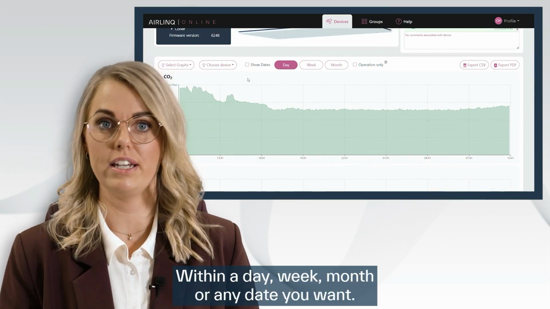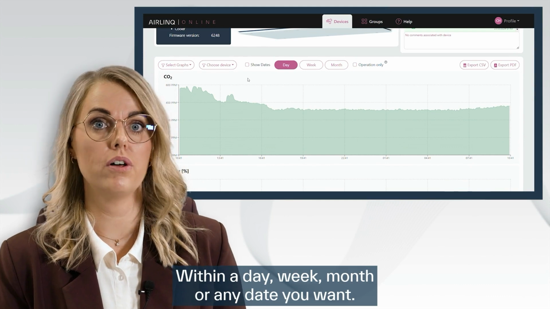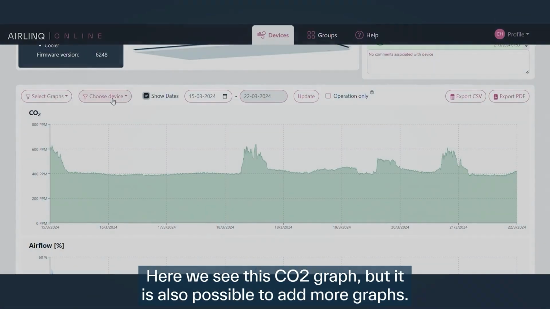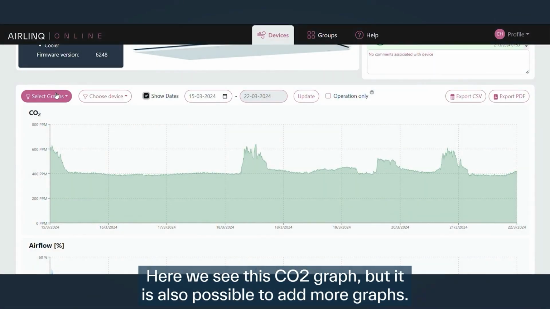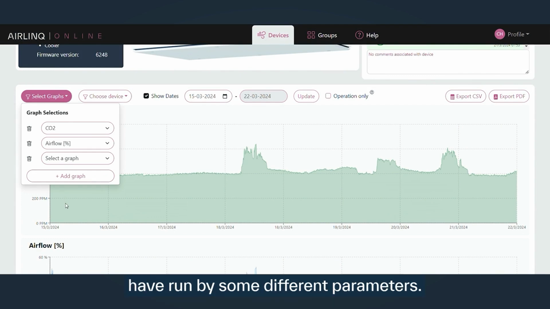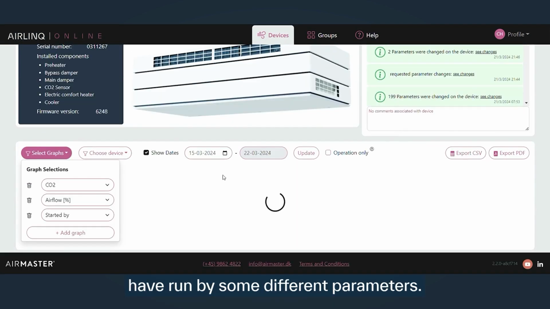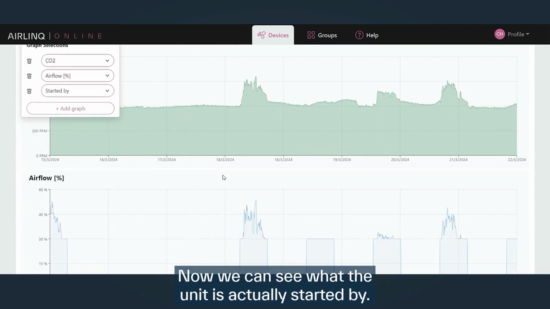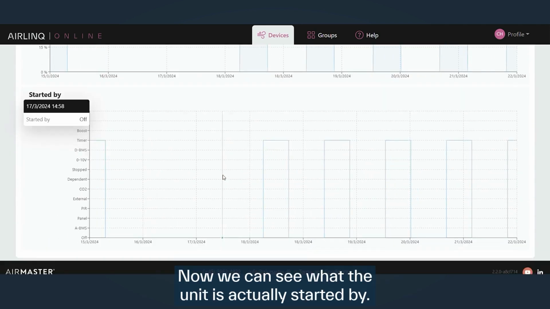With the data power overview, you have the possibility to look up the historical data for the unit within a day, week, month, or any date you want. Here we see the CO2 graph, but it's also possible to add more graphs. You can see we have also an airflow graph. We can add one more, and then it's possible to see how the units actually have run by some different parameters. So I have added one more graph. Now we can see what the unit is actually started by.